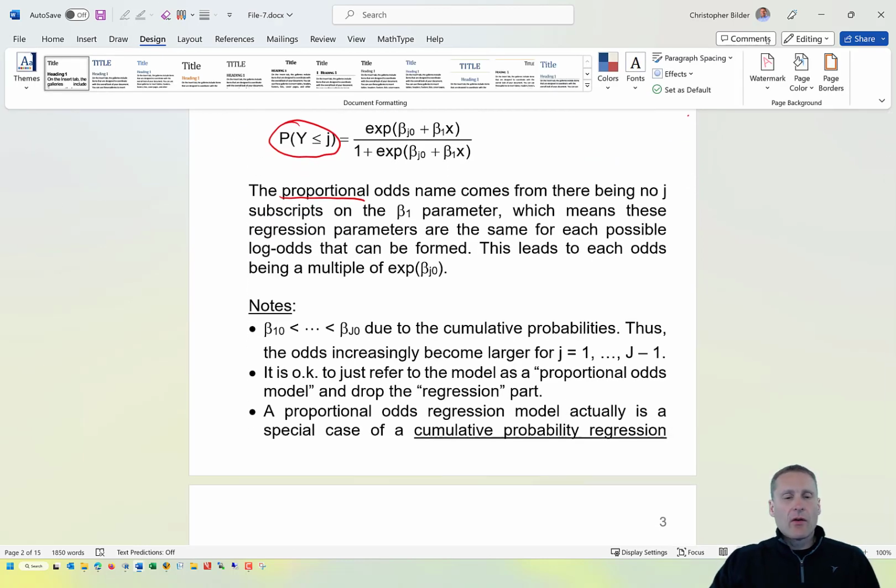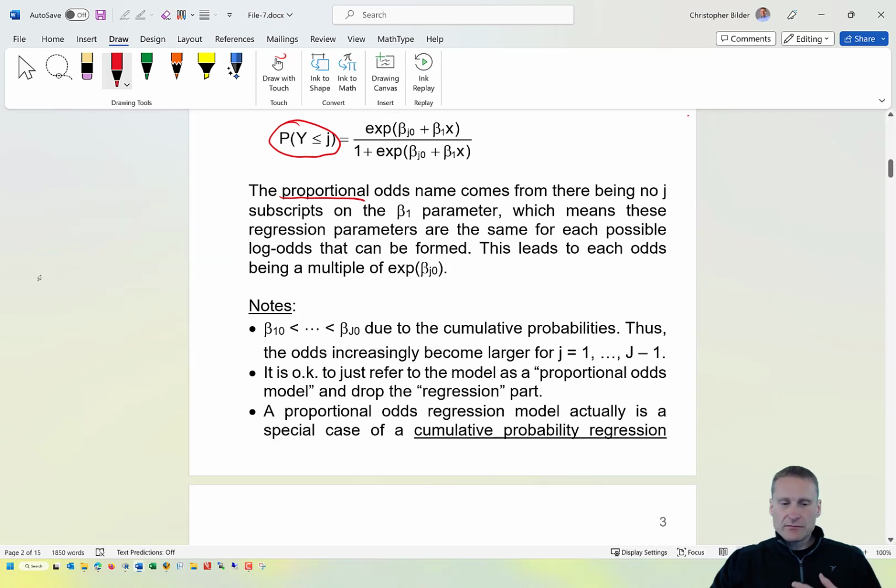Now, also because we're working with these cumulative probabilities, the probability y is less than or equal to 1 would have to be less than the probability y is less than or equal to 2. It would have to be less than or equal to the probability y is less than or equal to 3, and so on. Because of that, and because of our model structure, since those coefficients on x do not change at all, we just have a beta 1. That means then that these betas have to be ordered in this particular way. Because for j equal 1, I'm going to have a smaller cumulative probability than I have for j equal 2, than I have for j equal 3, and so on. And so the way that I continually increase that cumulative probability, these betas then have to increase as well.